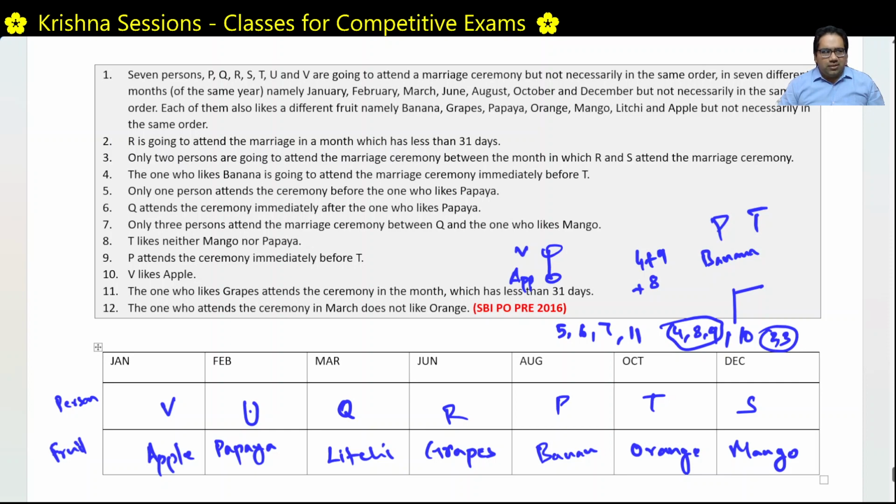Orange, mango, lychee, apple. Where is orange? Orange, mango, lychee, apple. Okay, all three conditions are set.